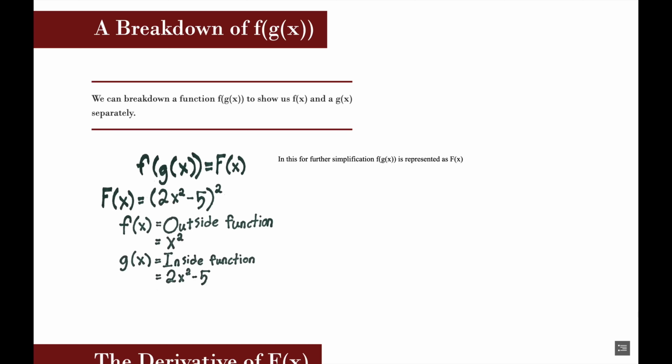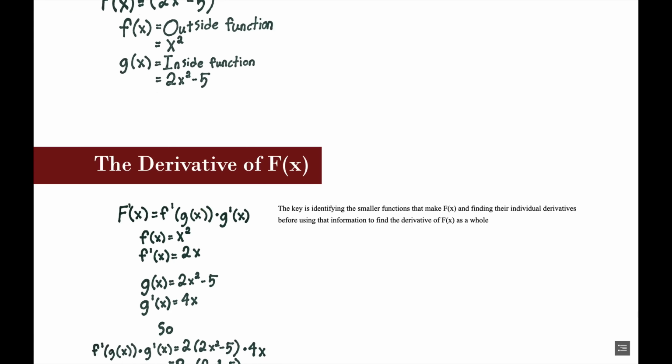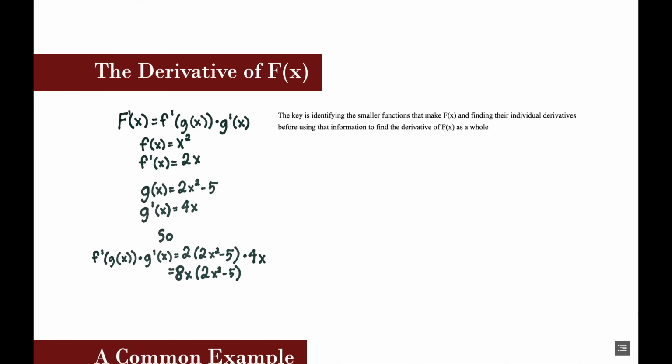We now look for the inside function, or what is inside of the parentheses. In this equation, this will be 2x squared minus 5. So now that we have identified the various parts of our function, we can actually move forward to differentiating. Again, our main goal is to find the derivative of capital F of x. And to do so, we will need to know the equation.